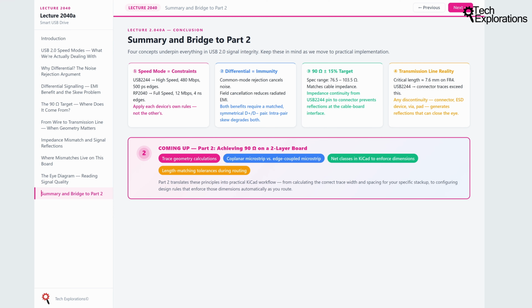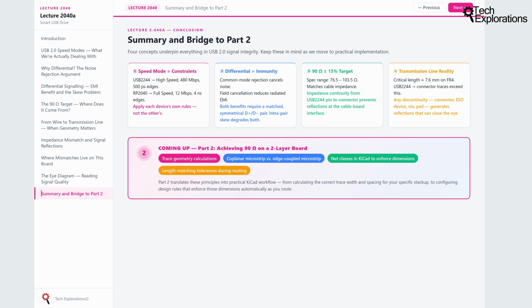Let's recap. 4 concepts underpin everything in USB 2.0 signal integrity. First, speed mode determines the constraints. The USB 2244 runs at high speed, 480 megabits per second, 500 picosecond edges. The RP2040 runs at full speed, which is 12 megabits per second and just 4 nanosecond edges. Different requirements, different tolerances. So do not apply the USB 2244 routing rules to the RP2040 lines, and do not apply RP2040 casualness to the USB 2244 lines.